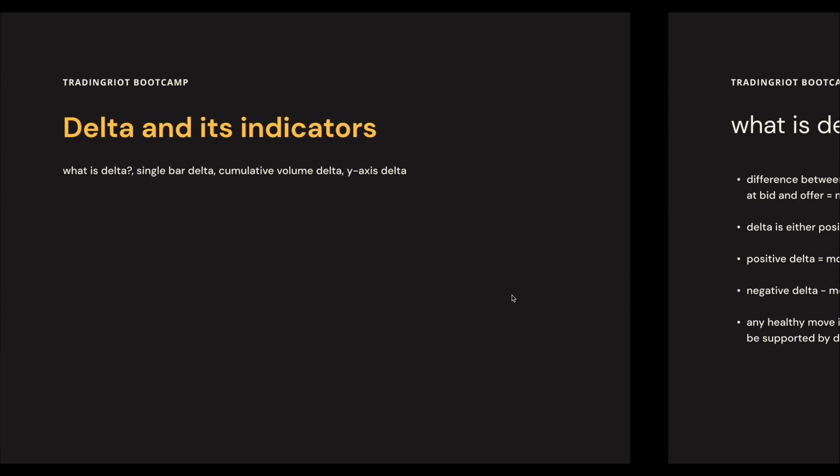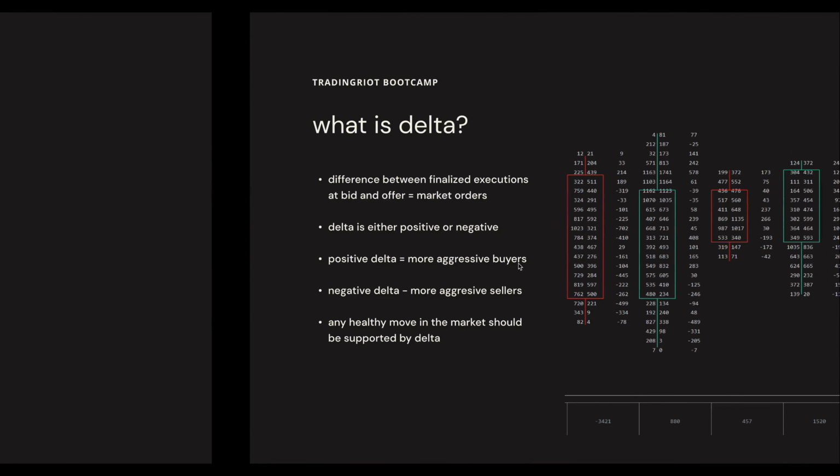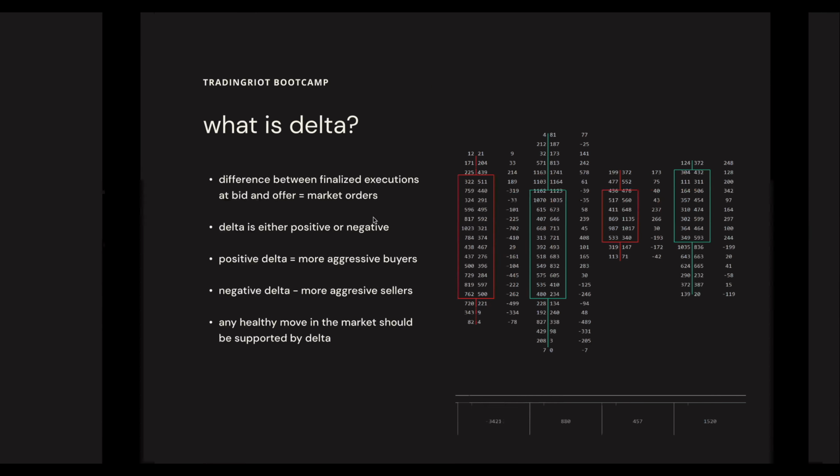Delta and its indicators. In trading and in finance, delta can mean more things. In options, obviously, delta is measuring how the price of the option changes in relation to the underlying asset. When it comes to futures, delta is the difference between finalized executions at the bid and the offers, which are basically the market orders. So I'm sure you will hear the term delta more times in trading, so don't get too confused with that. But we will focus on delta in trading futures.